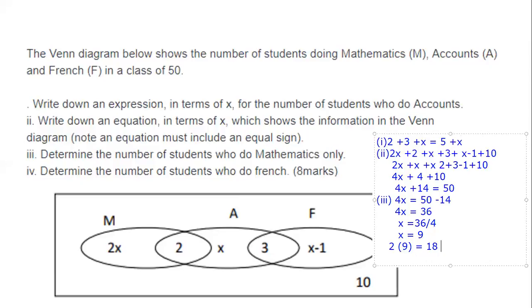Good. Now we're moving to part 4 of the question. Part 4 says determine the number of students who do French. Now we know the value of x. So wherever x is, we're going to replace it with the value of x. So it will be 9 minus 1, and the answer is 8. Simple. All right? When you guys finish writing all of that down, let me know, please.